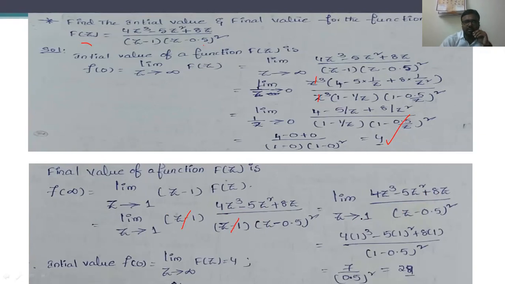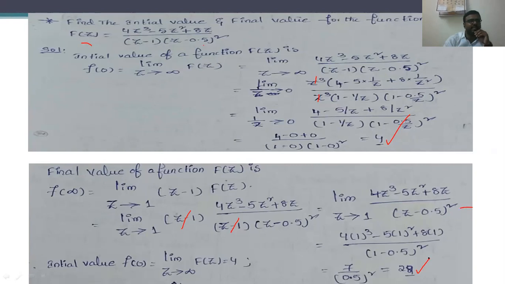So just substitute the value of z as 1. Therefore, 4 minus 5 plus 8 divided by 1 minus 0.5 whole square is nothing but 7 divided by 0.5 whole square, which is 28. Okay.